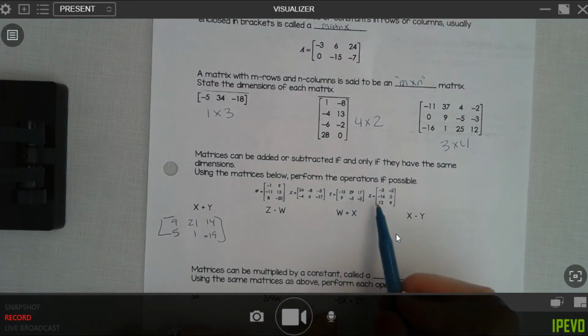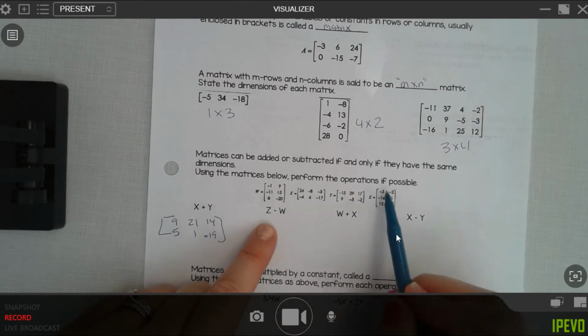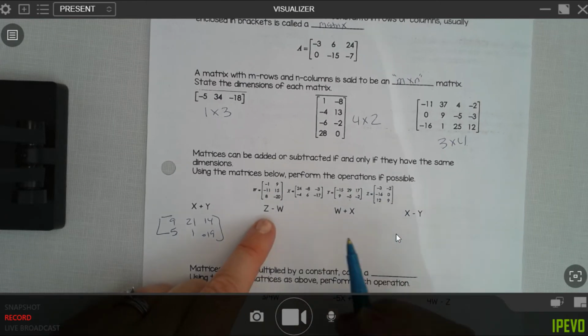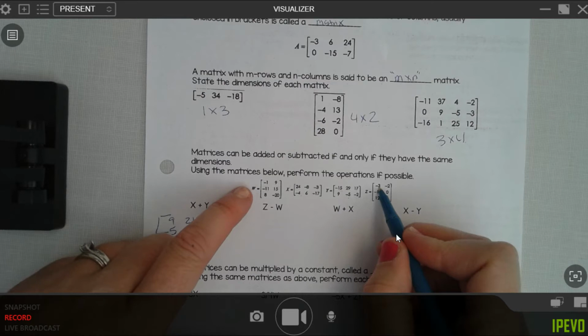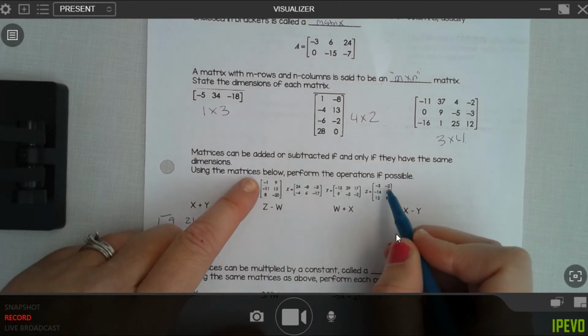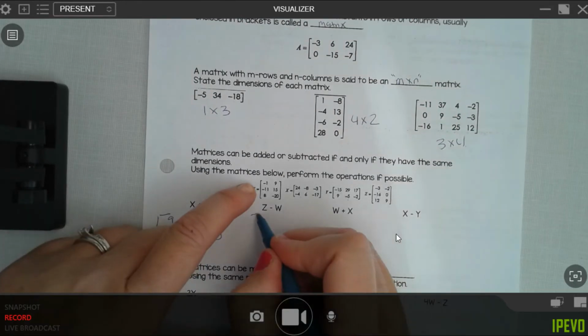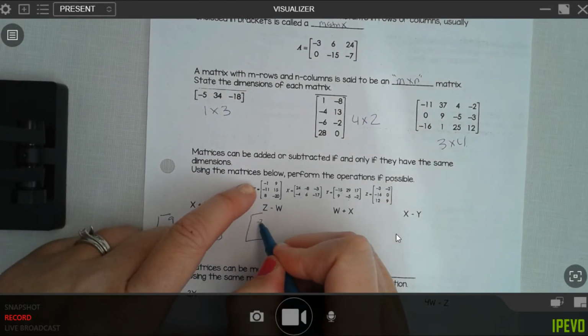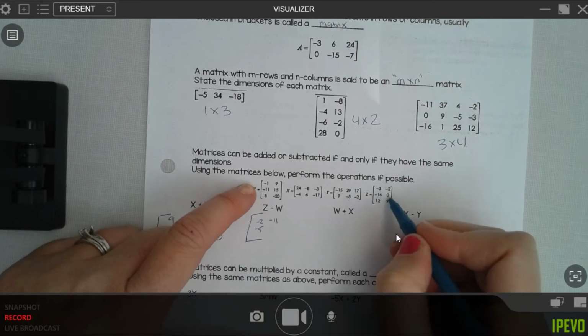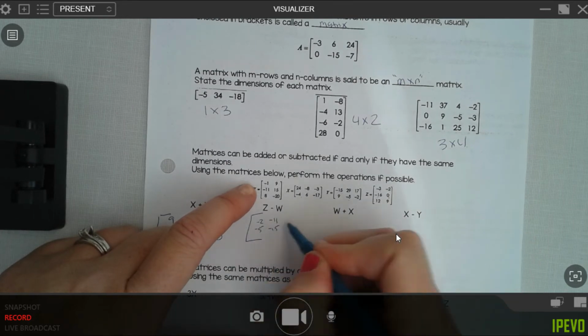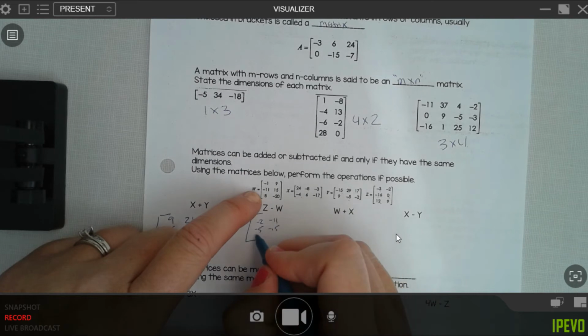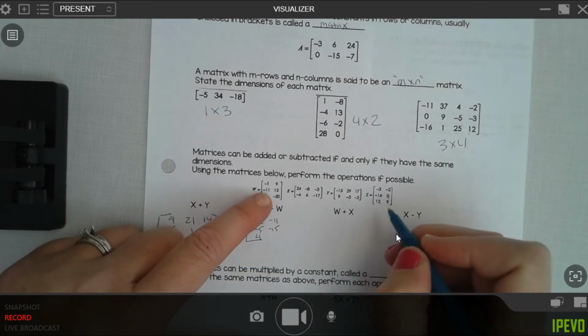So subtracting, I'm going to do z minus w, and again, there's a 3 by 2, 3 by 2, so we can subtract them. So I'm going to do negative 3 minus a negative 1, negative 2 minus 9, negative 16 minus a negative 11. So then do 0 minus 15, 12 minus 8, and 9 minus a negative 20.